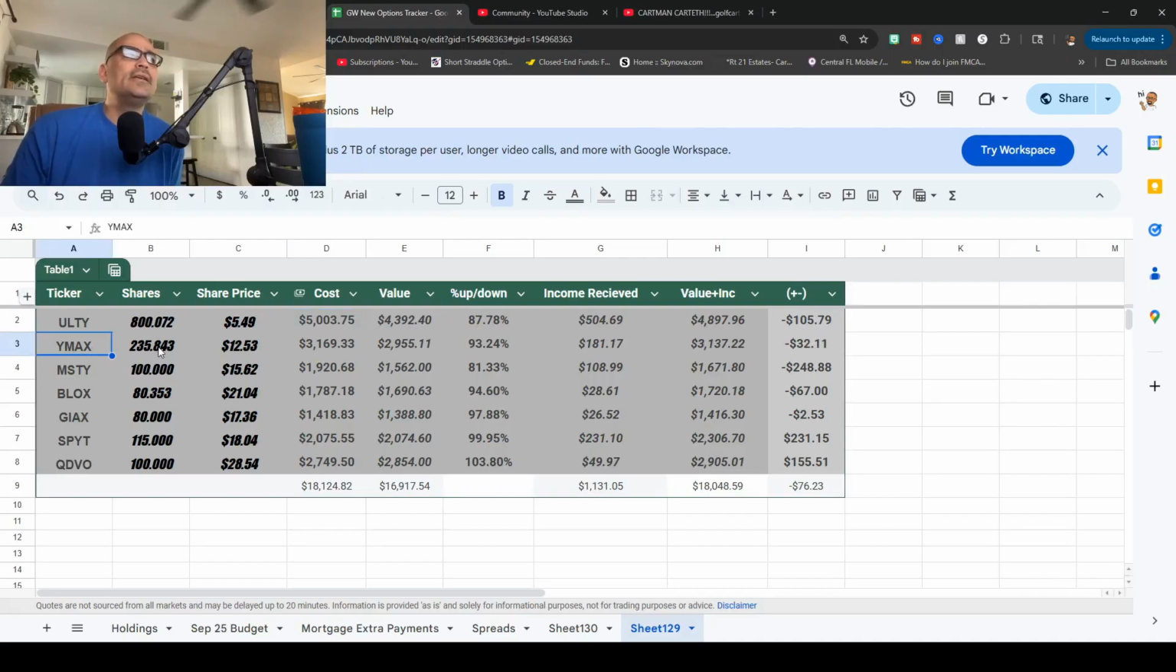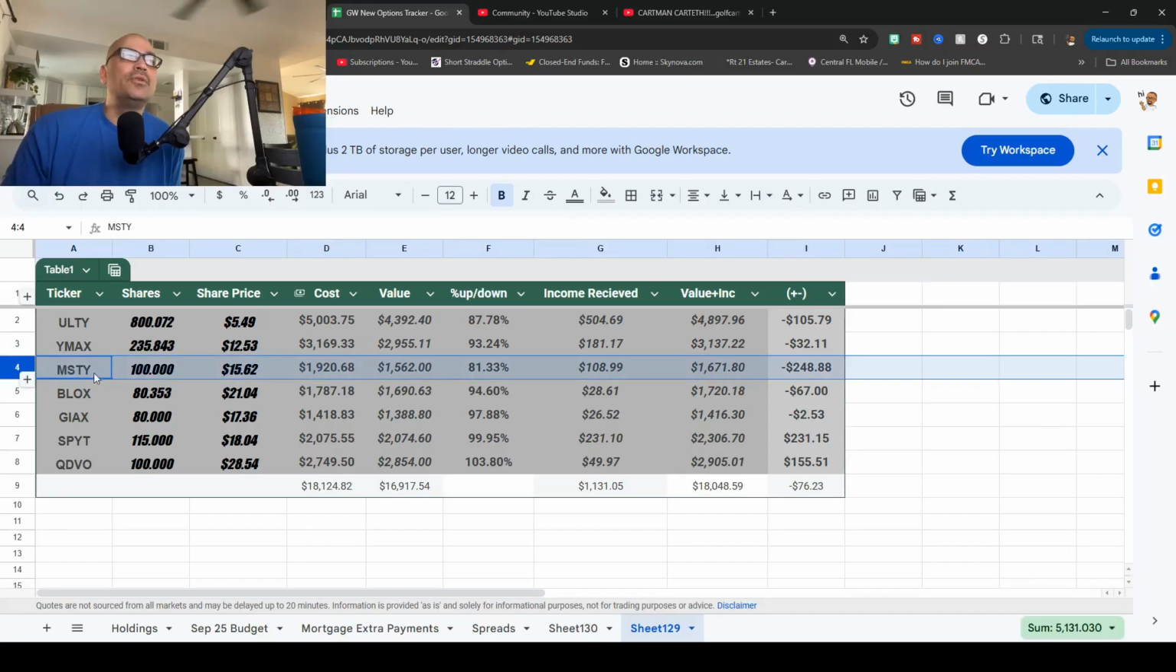YMAX, surprisingly, isn't as bad. I have 236 shares, cost of $3,169. Its current share price is $29.55. We have received $181.17 in income. Value plus income, total return is $3,137.22. So we're down $32 there. We just haven't received as much income. I've owned ULTY longer than YMAX.